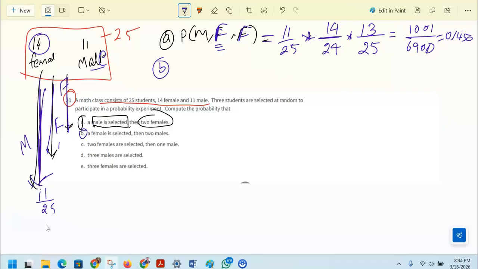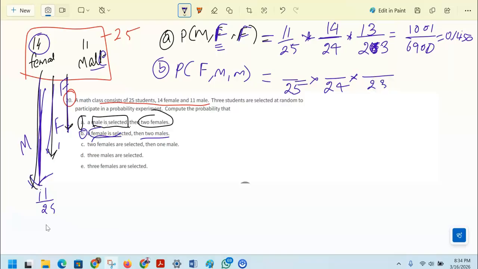And likewise, you can do the second one. So the second one says first female. That means the first one is female, and then two males. So it is male and male. So you're going to do the same thing. The denominator will be always the same. Sorry, I made a mistake here. This is 23 here. I'm sorry, 23. So first time is out of 25, then out of 24, and then out of 23.